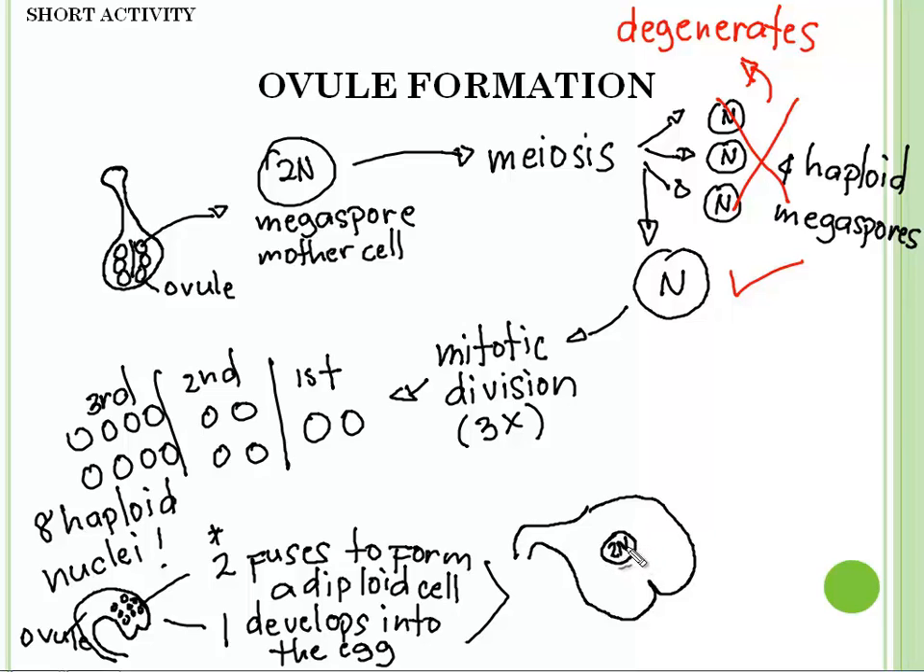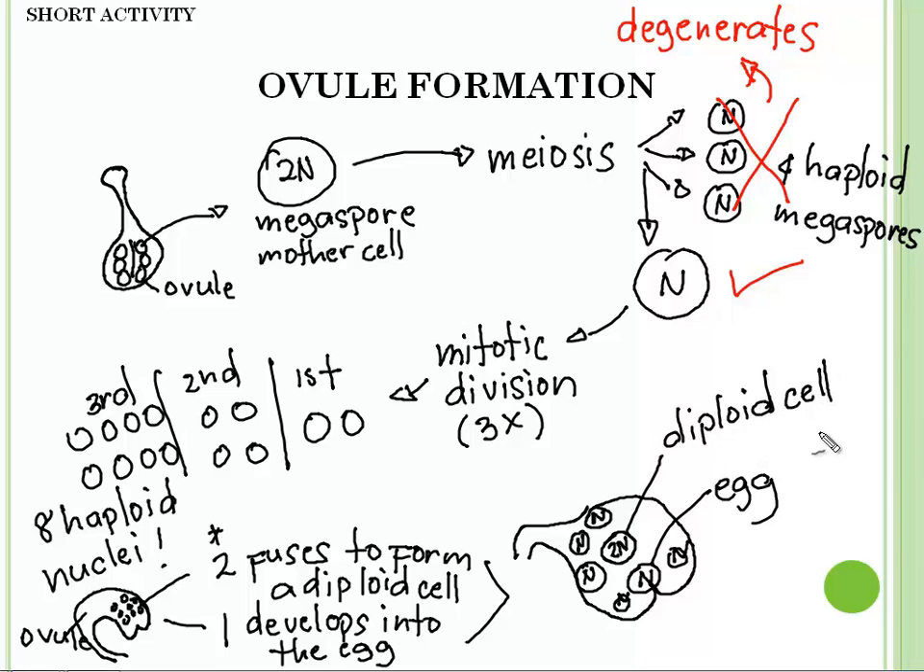So 1, which is 2n because of the fusion, will be formed right there at the central part of the ovule. We have 3 of the remaining haploid cells, and 1 of these cells will become the egg. That's the egg that will eventually be fertilized. And we also have the diploid cell, which will also be fertilized eventually. So all in all we have 7 cells inside the ovule. Continue and complete all your illustrations there. I'll give you time to do that.